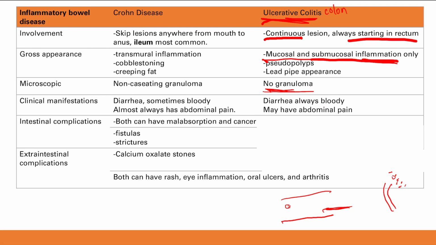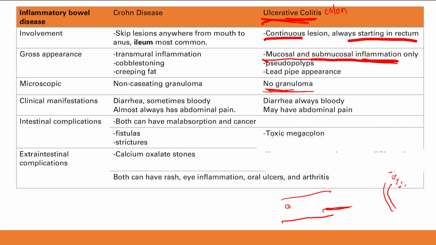For intestinal complications, what are you going to see? Well, again, we said both this and Crohn's disease will have malabsorption and cancer. You can also see a toxic megacolon, basically a megadilation of the colon. Again, with involvement of the colon, it becomes super dilated, and that's called a toxic megacolon. Extraintestinal complications. This one is associated with primary sclerosing cholangitis, which I'll talk about later.